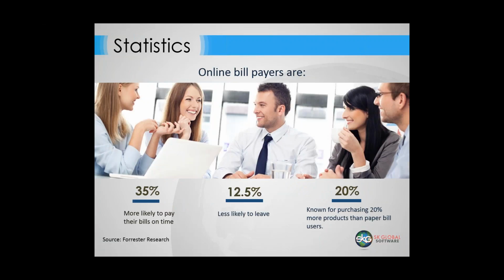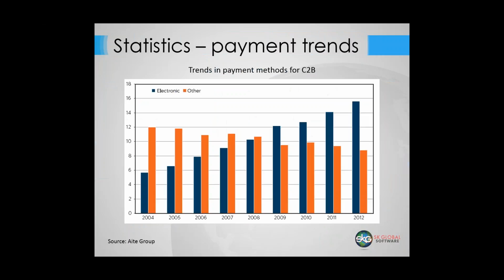Forrester has done some research and found that online bill payers are 35% more likely to pay their bills on time. Interesting statistic. 12.5% less likely to leave you as a customer, and 20% are purchasing more products than the paper bill users. We'll talk about why that might be the case. But some interesting statistics that would tend to indicate that online bill paying might be something you want to look at.